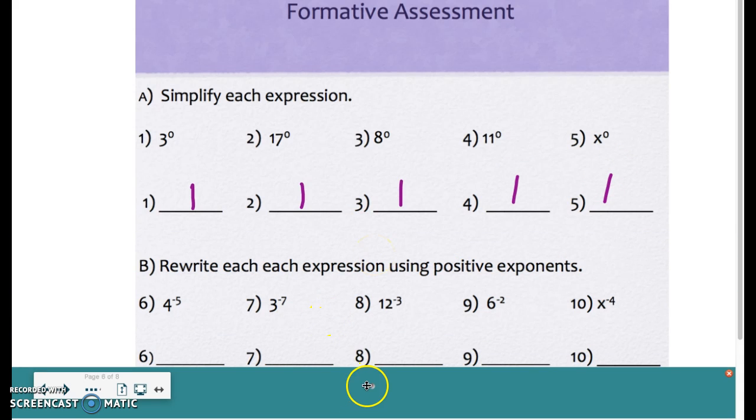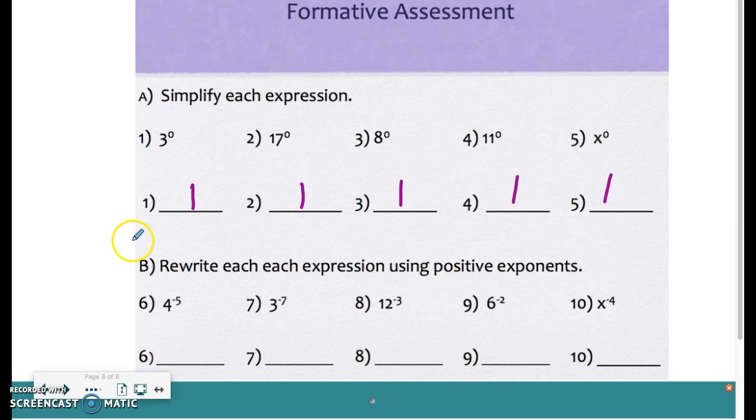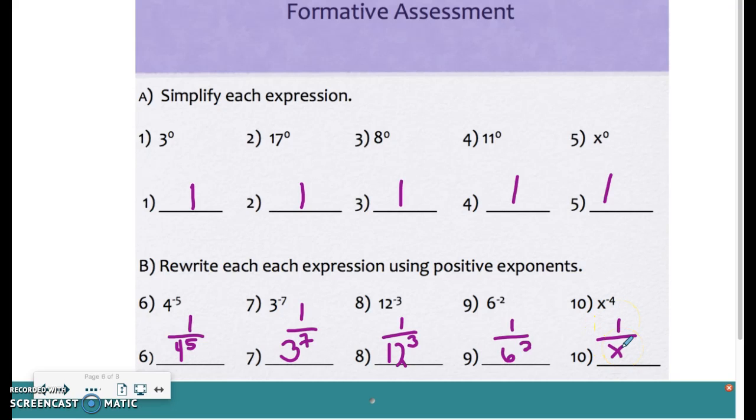Well, now let's work on writing expressions that have a negative exponent, writing them with positive exponents. So this just becomes 1 over 4 to the 5th. This becomes 1 over 3 to the 7th. Right now we're just going to write them in exponential form. 1 over 12 to the 3rd, and 1 over 6 squared. Any number x raised to the negative 4th is 1 over x to the positive 4th. So hopefully you got those right.